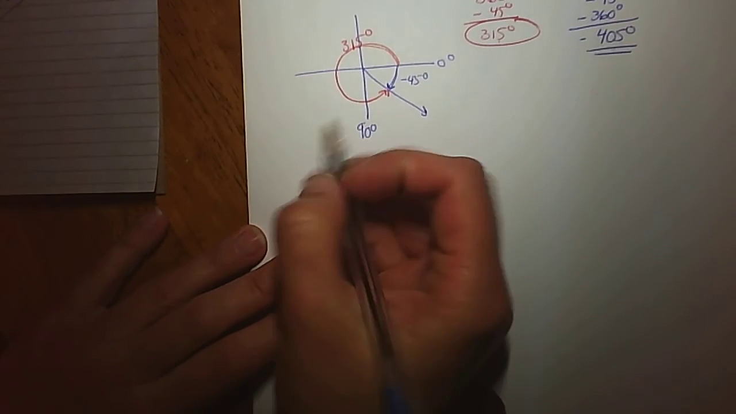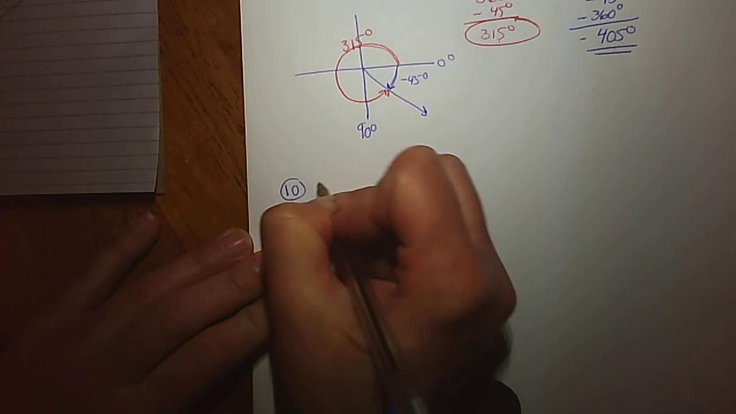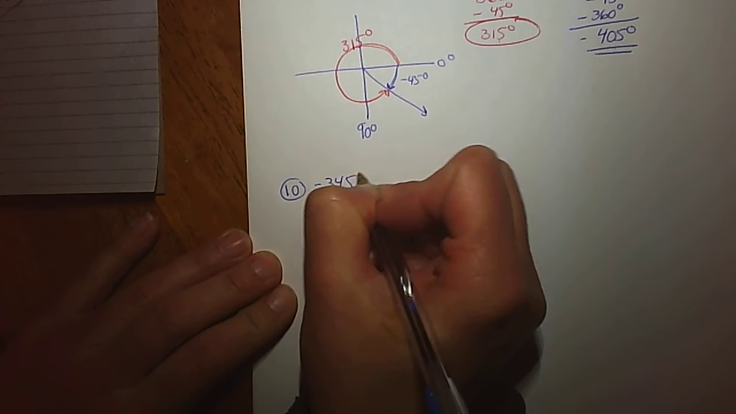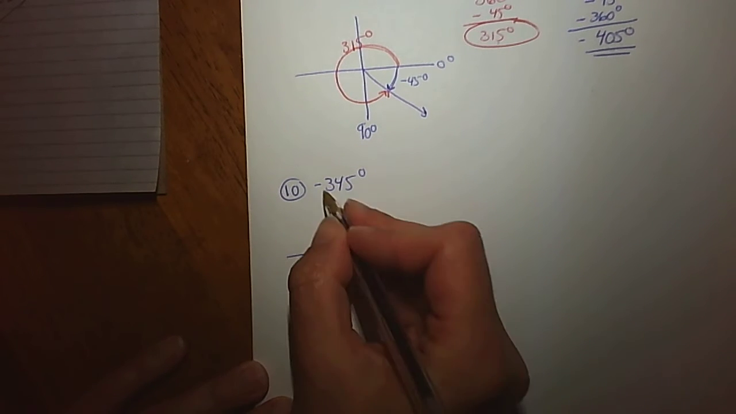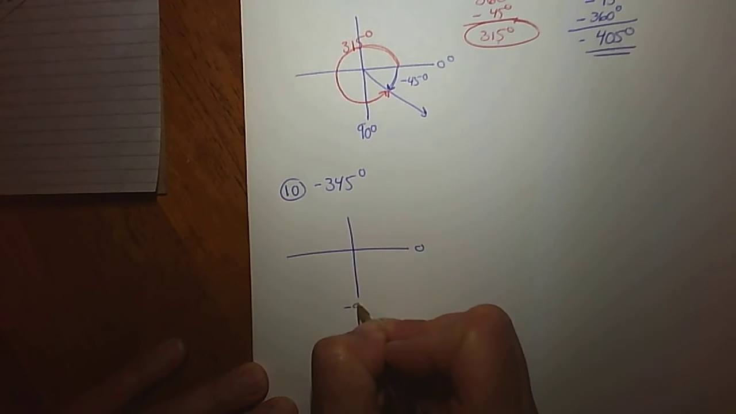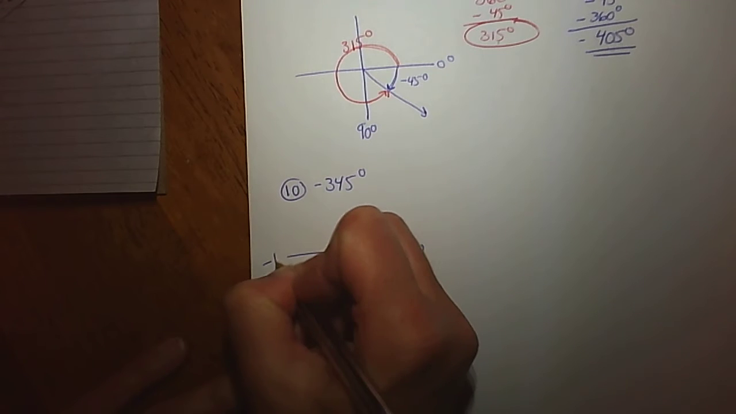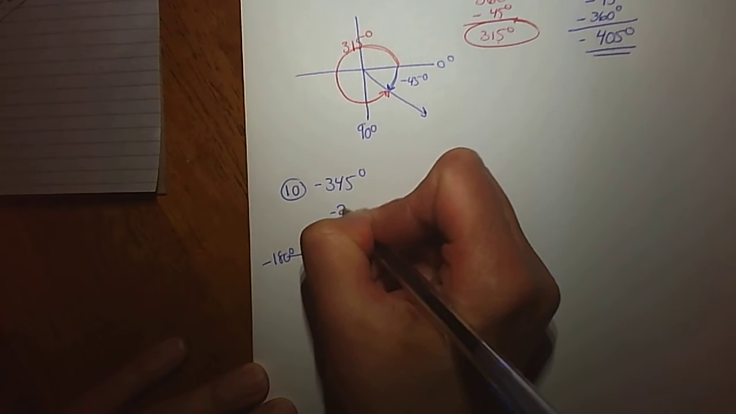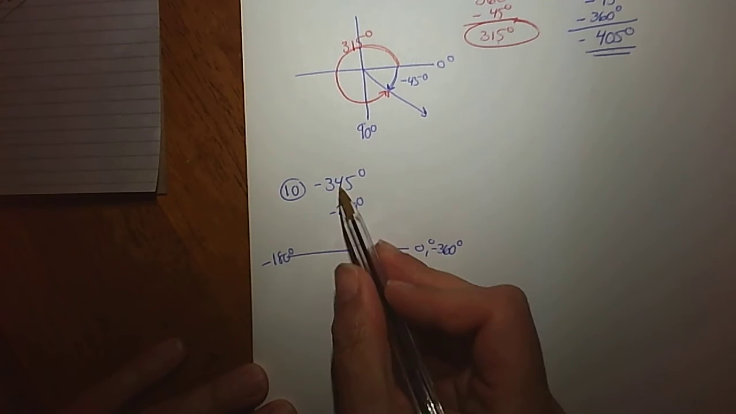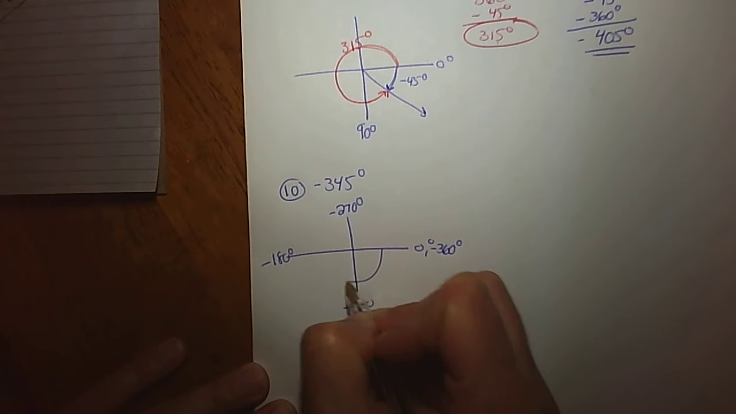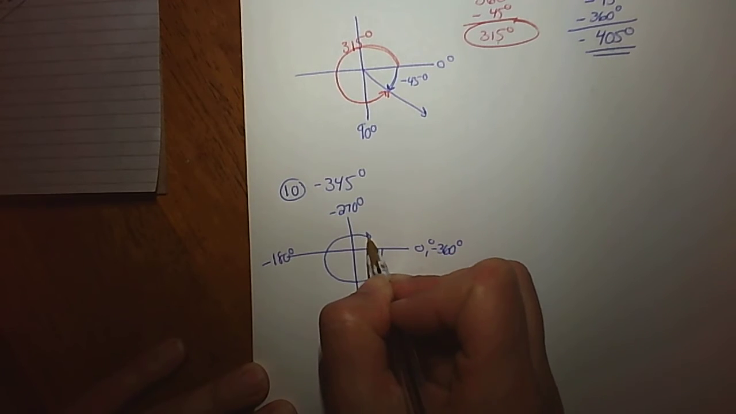All right, number 10. Negative 345 degrees. All right, so here's 0. Negative means I'm going down. So this would be negative 90, negative 180, negative 270, and then back around again would be negative 360 degrees. So negative 345 means I'm twisting all the way to here.